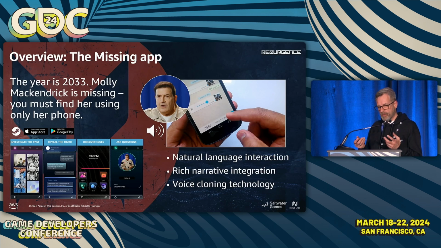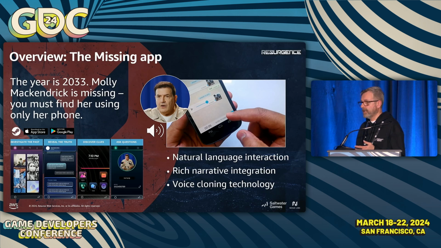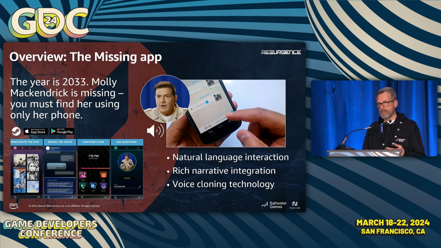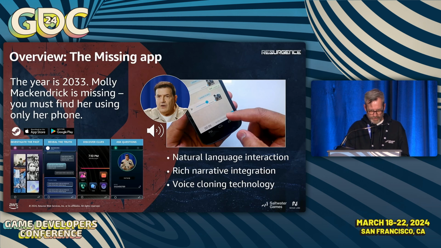One of the things we really wanted to bring to life was being able to contact and speak to some of the contacts in Molly's phone. So we use natural language models to talk to the characters within Resurgence, and using voice cloning technology, get real-time responses back. I've got an example of that working here, where Hal Hardy, who's the sheriff of the city where Molly has gone missing, is one of the contacts.